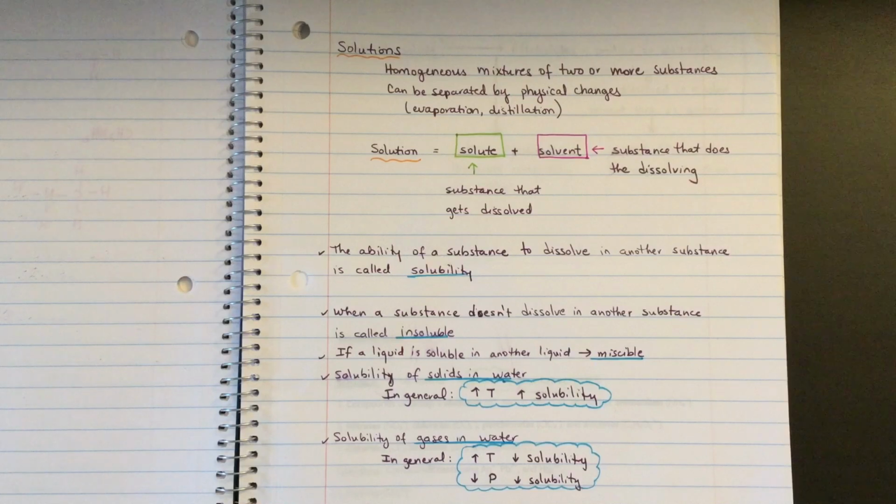For pressure, the relationship between pressure and solubility for a gas is directly proportional. Increasing the pressure will make a gas more soluble in a solvent, and decreasing the pressure will make your gas less soluble.